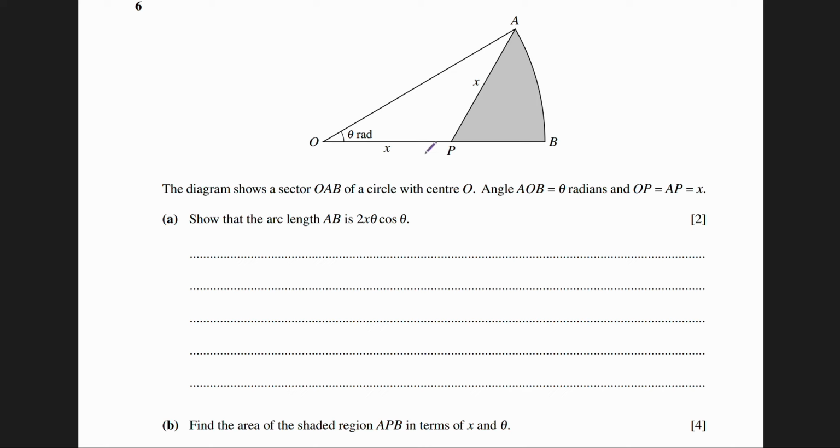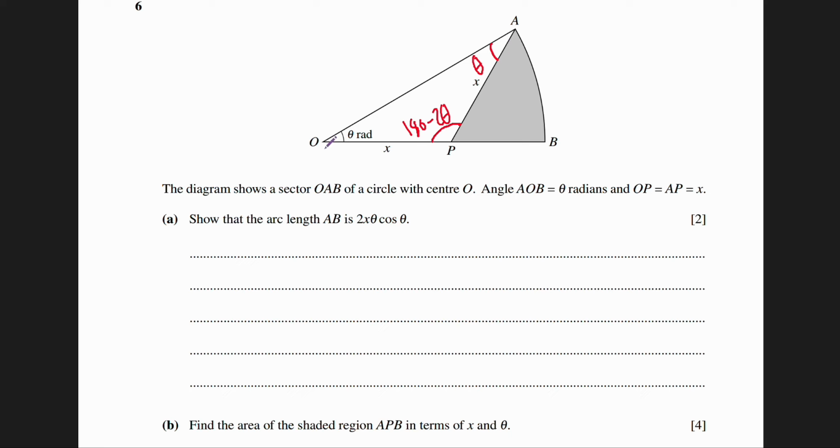So, the diagram shows a sector OAB of a circle with center O. Angle AOB is theta radians, and OP is equal to AP, which is equal to x. So that means this is an isosceles triangle, so that's theta. So then that means this is 180 minus 2 theta. I'm just getting some numbers down. Okay. We don't know what this length is right here.